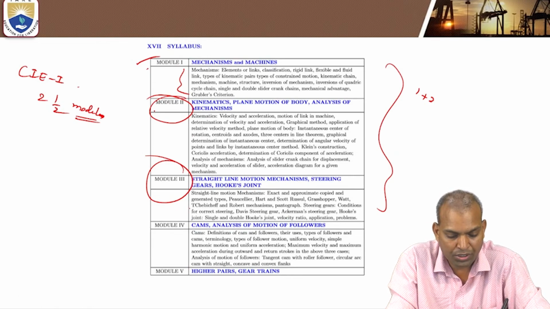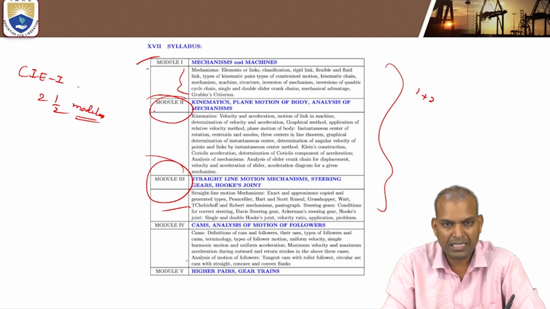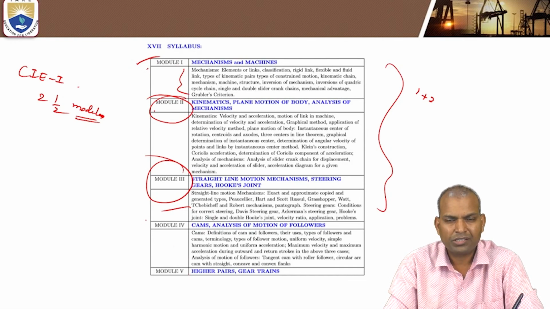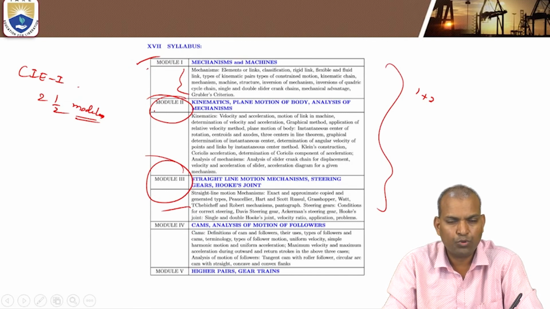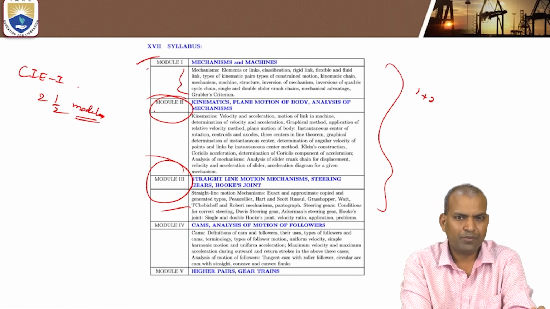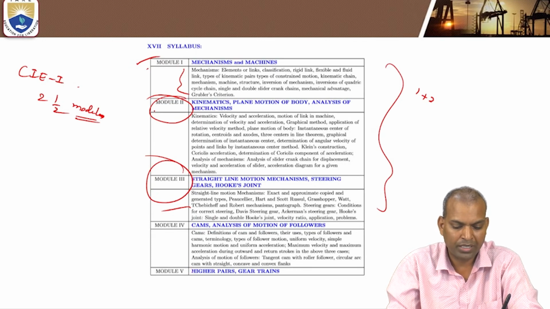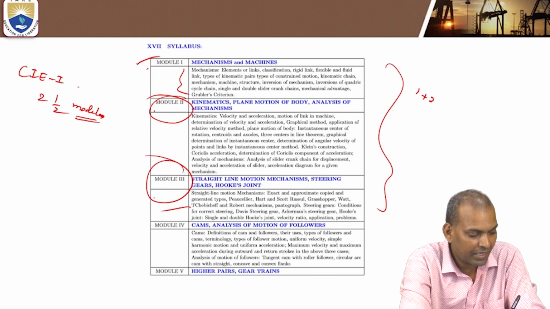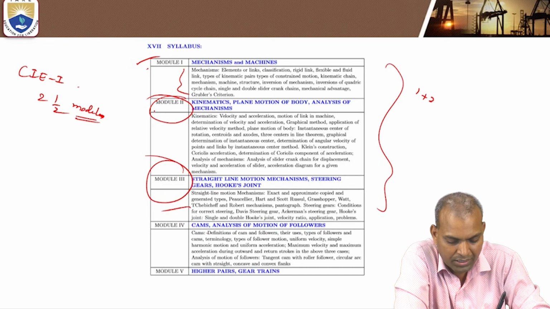And the remaining half portion, that is steering gear and Hooke's joint, cams analysis and also higher pairs and gear trains. Why are these higher pairs considered? This is the study of the gears. The contact between 2 teeth is point contact. When the contact between the 2 elements is point contact, that pair is known as a higher pair. That's why gear trains are named as higher pairs. And in the case of cam analysis, motion of followers, these are the definitions we study.